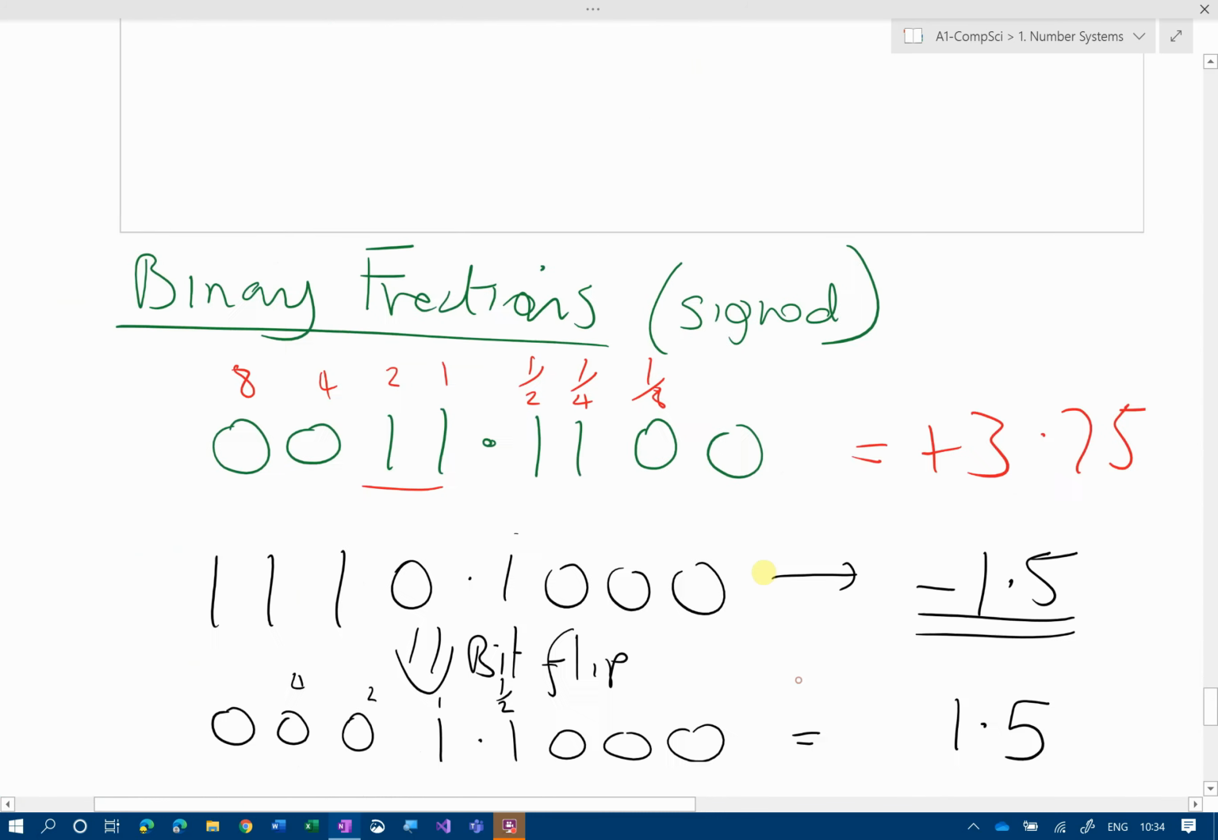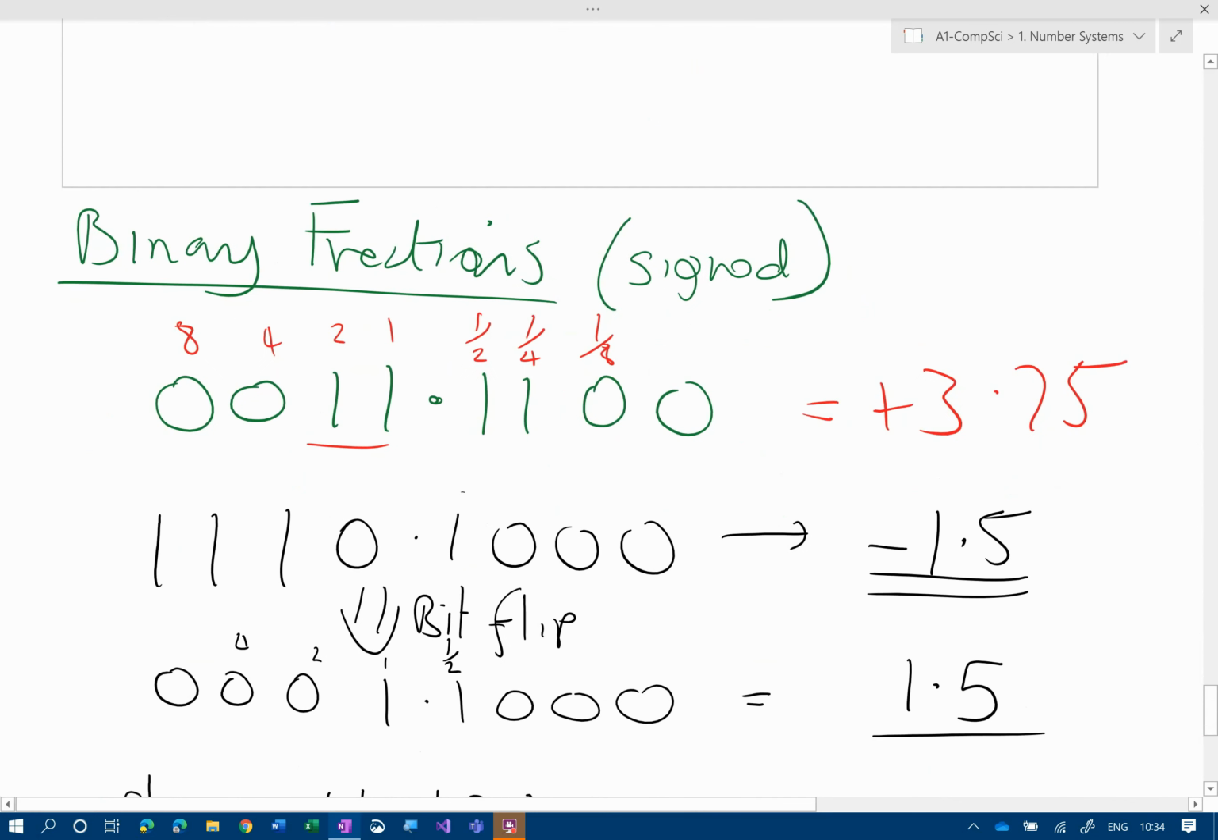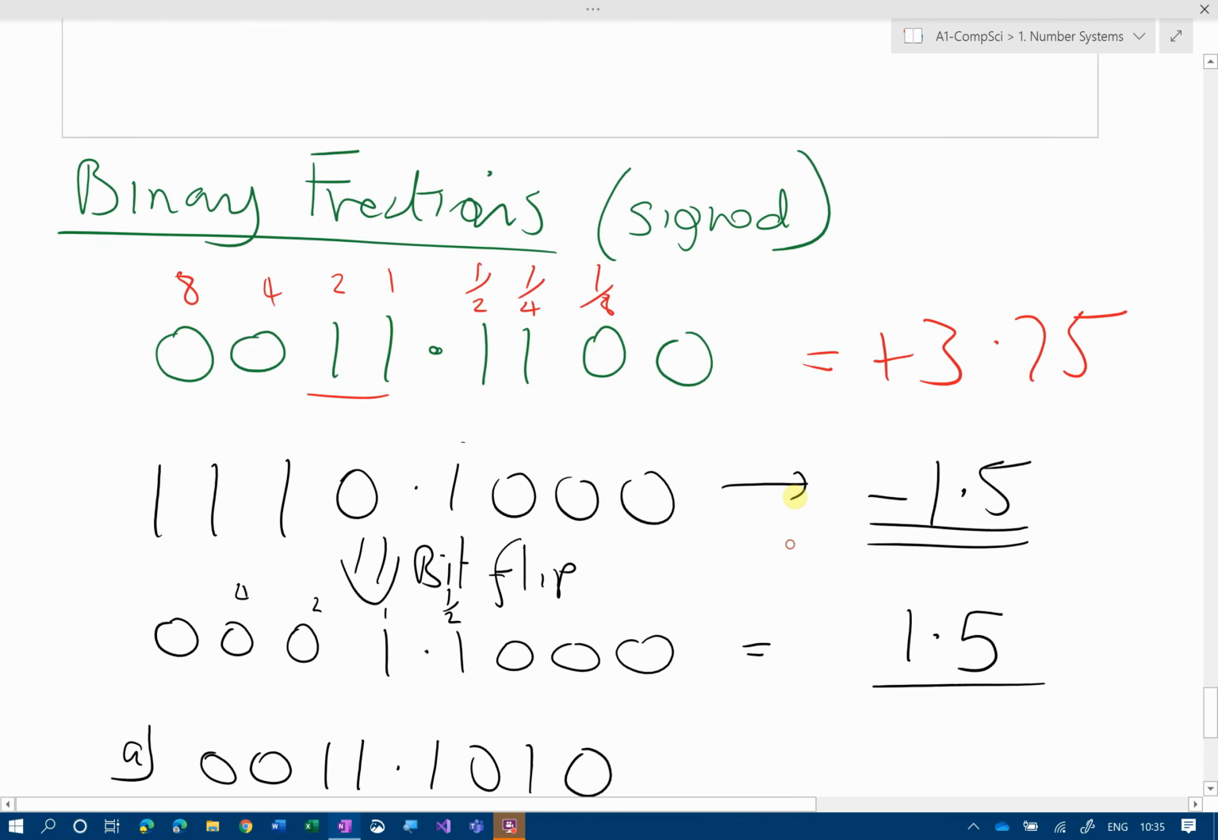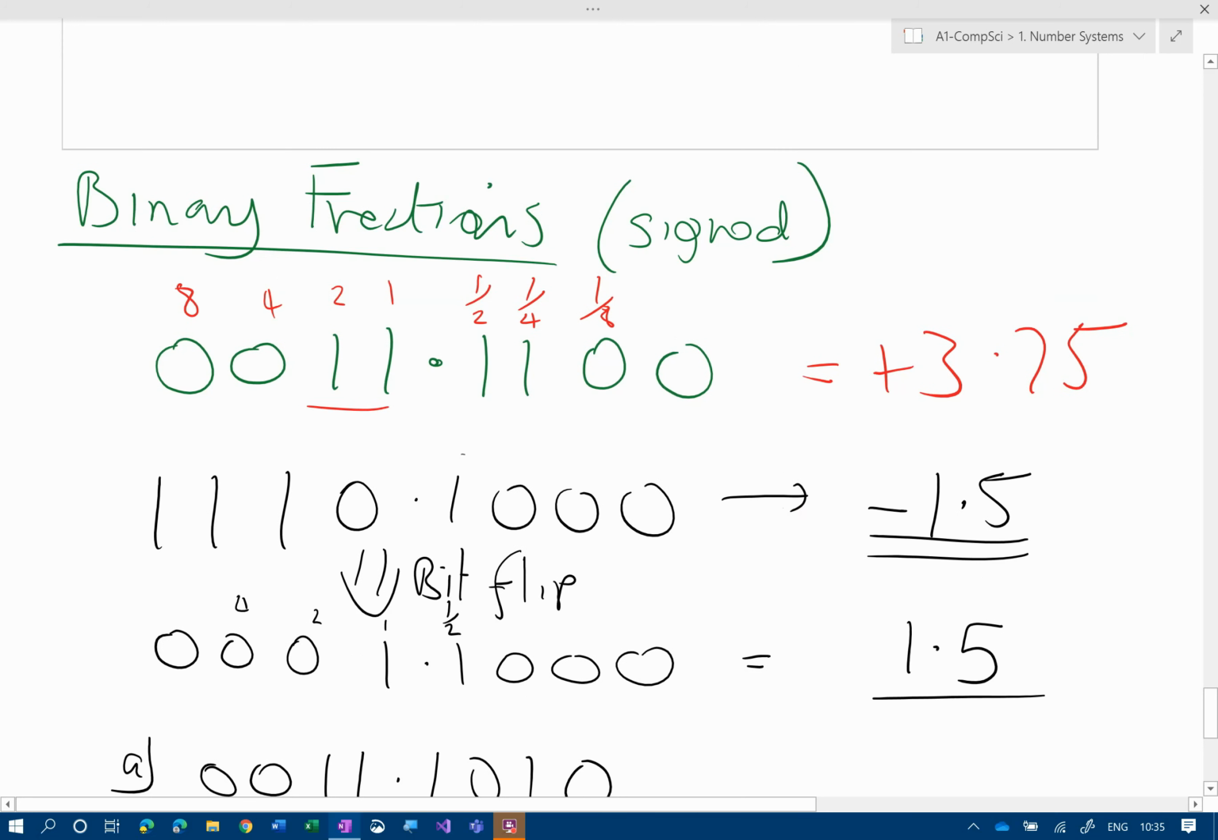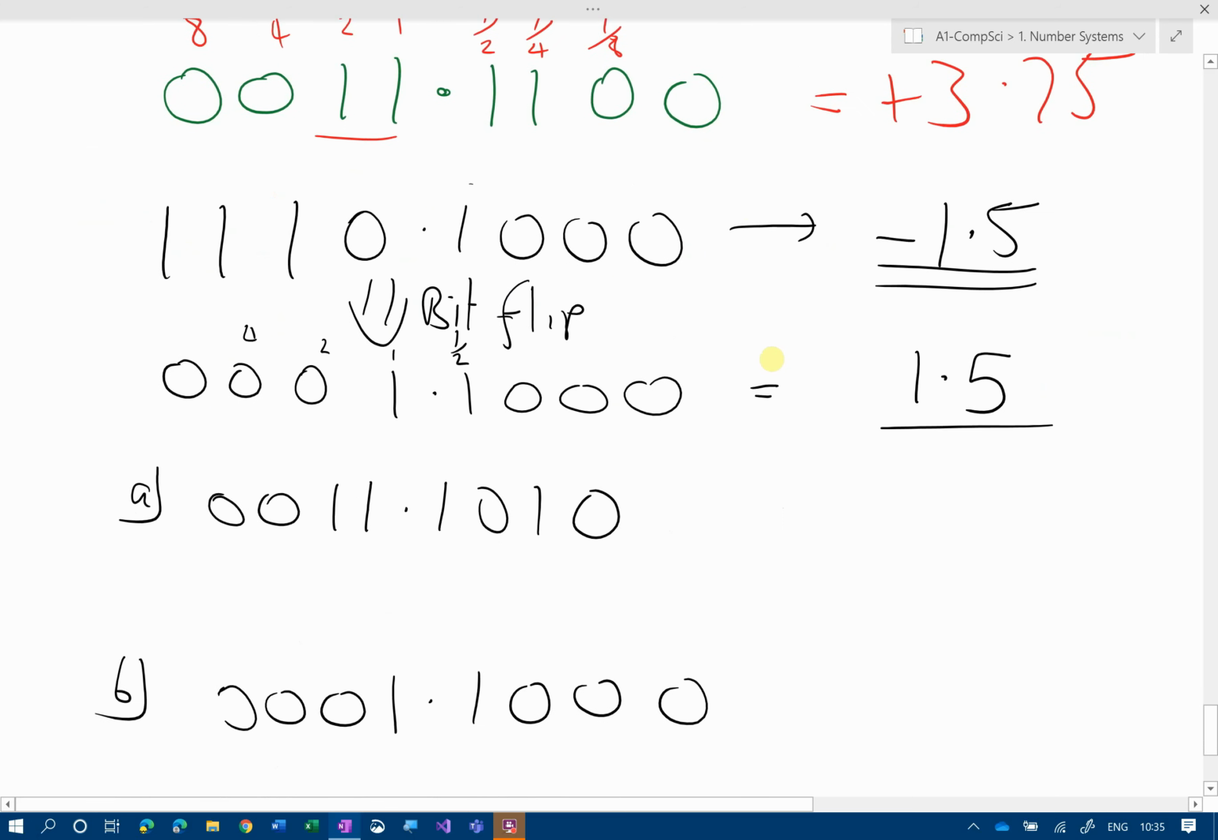And then we have fractions. Now fractions, these are fixed point. We'll be looking at what I call floating point later. So the binary point is fixed in the number, and what we'll do is we have column headers to the left of the binary point as normal, to the right go half, quarter, eighth, sixteenth, and so forth. All right, there we go.